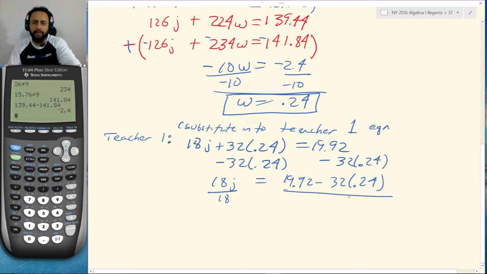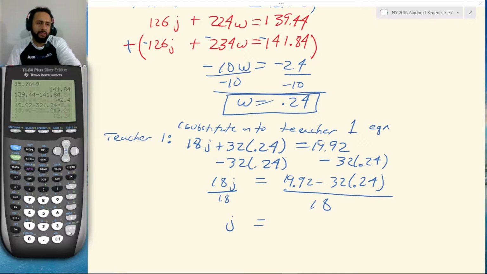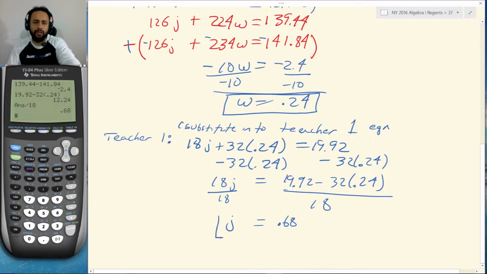And then I divide by 18, and then I get j. j equals, let's see, now I plug in 1992, and I better get a decimal to the nearest hundredth because this is a money problem. Minus 32 times 0.24, close parentheses, press enter to get the numerator, divided by 18, and that's 0.68. Okay, so j equals 0.68.